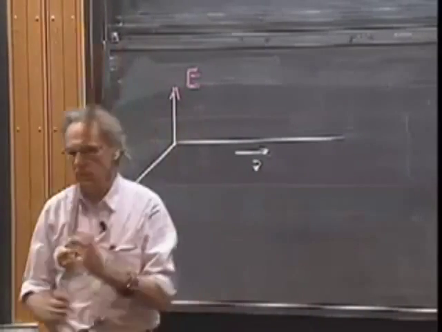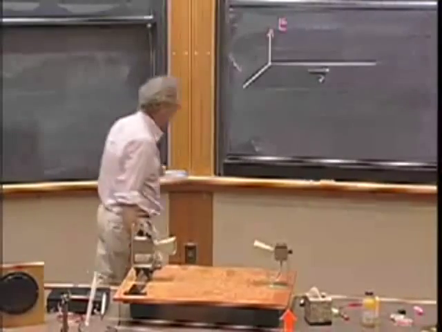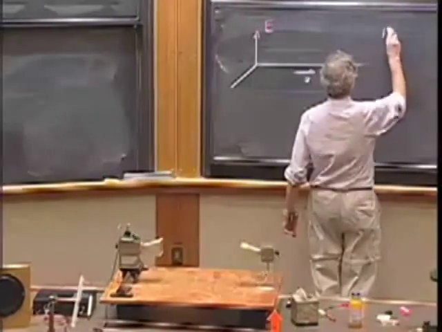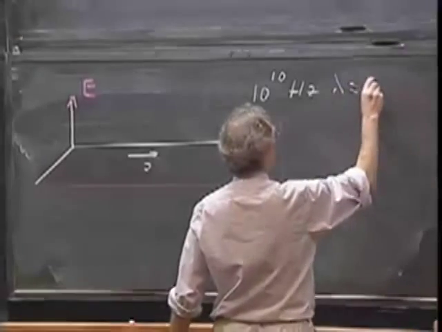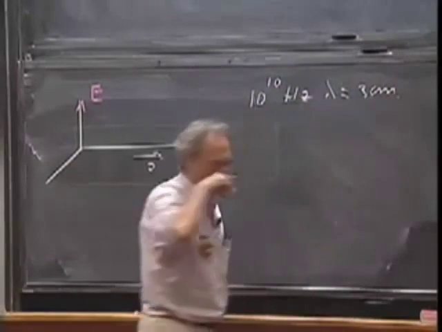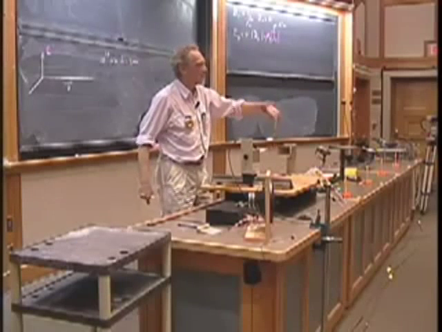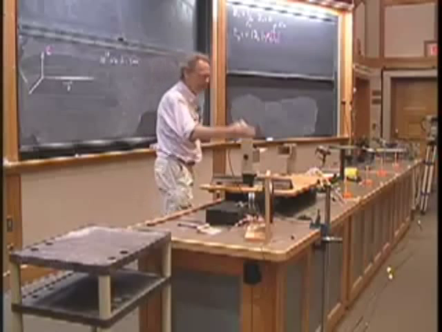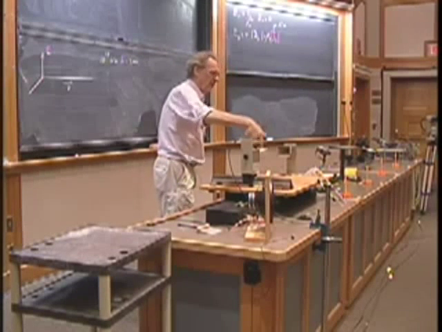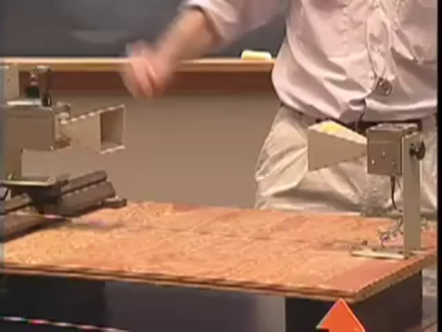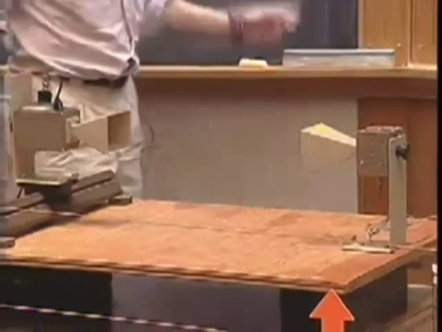And it's set up here, 10 gigahertz radiation, radar, 10 gigahertz. So lambda is about 3 centimeters. And it's going to be polarized in this direction. You have to take my word for that. And as it arrives here, this receiver is set so that it receives the radiation in this direction. If I rotate it 90 degrees, then it doesn't receive it, but that's a different demonstration, which we did before.